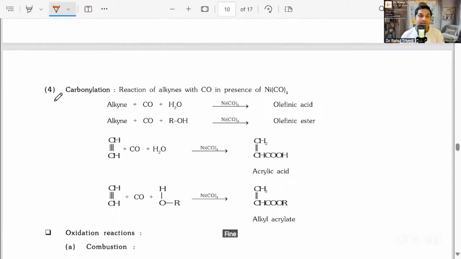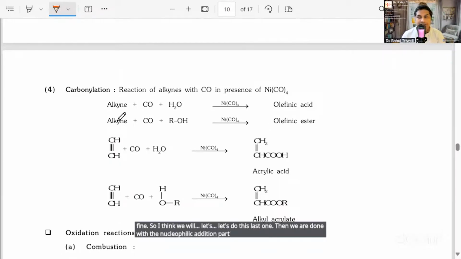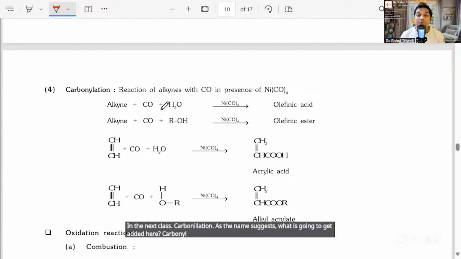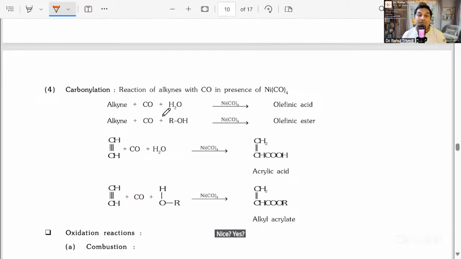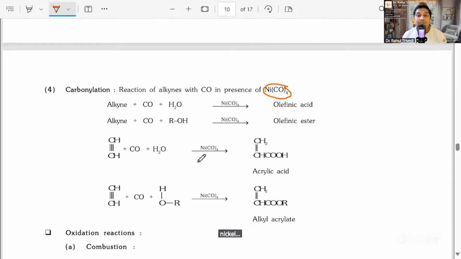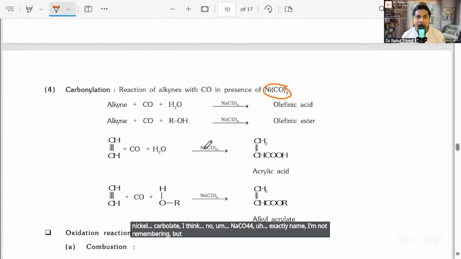So let's do this last one, then we are done with the nucleophilic addition part. Yes, oxidation reactions we will start in the next class. Carbonylation, as the name suggests, what is going to get added here? Carbonyl group, C double bond O. Nice. Yes, but for that we are using, not exactly as a catalyst, but as a reagent, nickel carbonyl, Ni(CO)4. I'm not remembering the exact name, but know this, that all these COs are connected to nickel only.